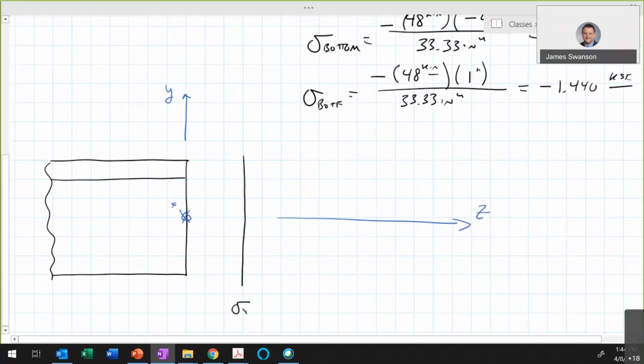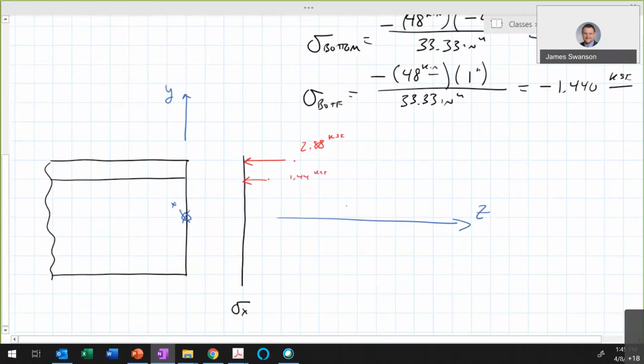So now what we can do is I can plot that stress. So this is sigma in the x direction. And what we end up with is a stress here that was what, 2.88. So I go 1, 2, almost 3. There's 2.88. And so that stress looks like that. The stress here at the bottom of the top flange is 1.44. So it's right there. I'm not using signs.